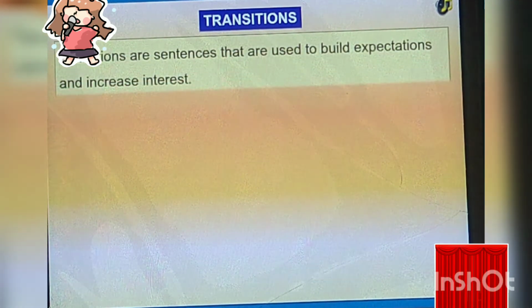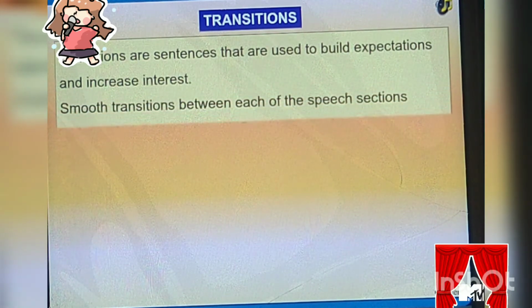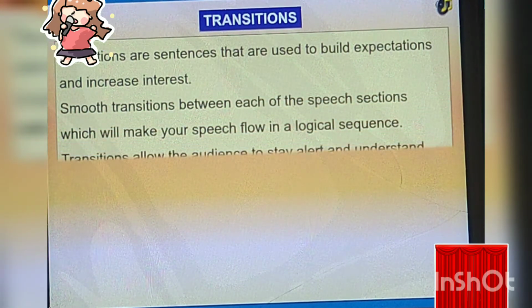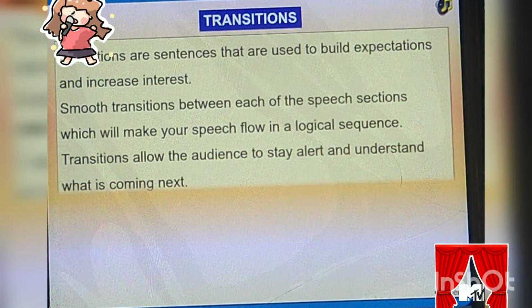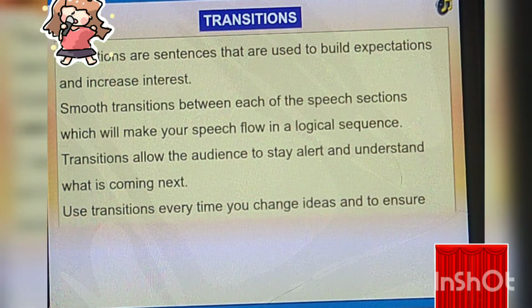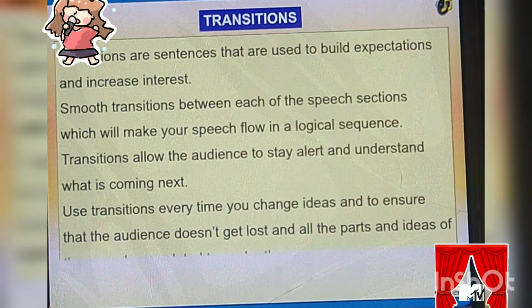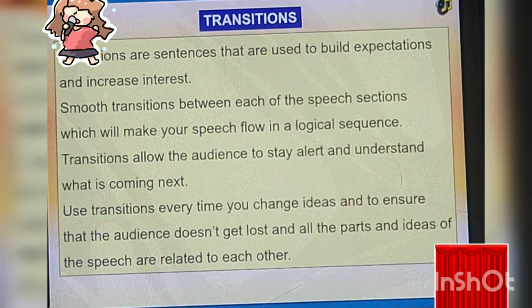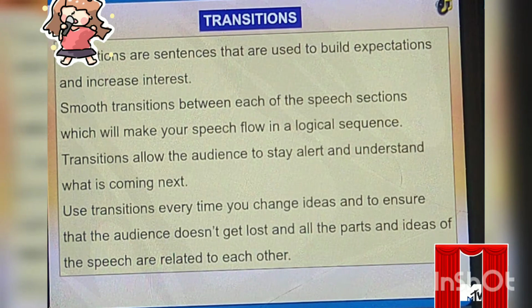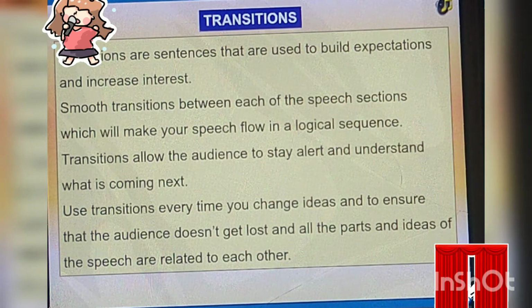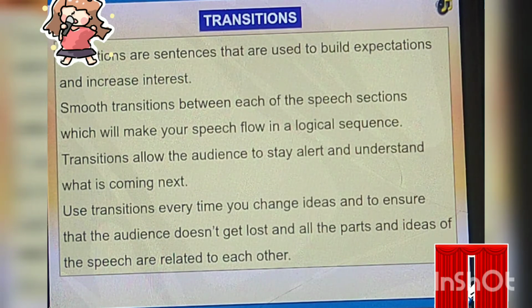Transitions. Let's see what's transition. Transitions are sentences that are used to build expectations and increase interest. Smooth transitions between each of the speech sections will make your speech flow in a logical sequence. Transitions allow the audience to stay alert and understand what is coming next. Use transitions every time you change ideas, to ensure that the audience doesn't get lost and all the parts and ideas of the speech are related to each other.